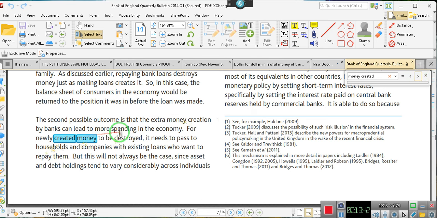The second possible outcome is that the extra money creation by banks can lead to more spending in the economy. For example, newly created money to be destroyed needs to pass to households and companies with existing loans who want to repay them. No. See, that's what you must understand. They want you to default on your property, so that there is nothing repaid. They don't have to destroy anything, and they can continue to produce unlimited money. Remember, they just did quantitative easing.